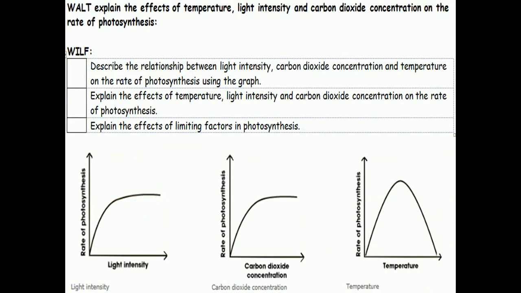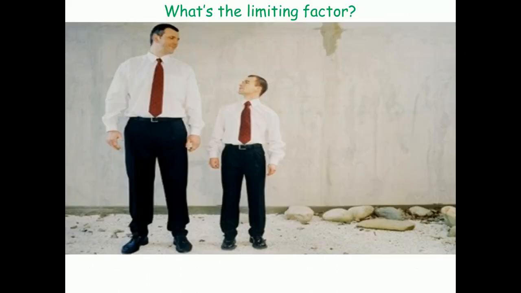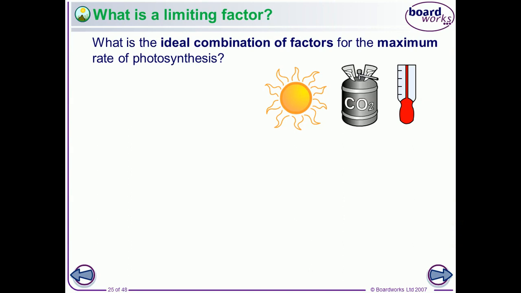In your exam, you've got to be able to describe the relationship between those three factors and the rate of photosynthesis. You've got to also explain them, and then you also explain the effects of limiting factors in photosynthesis. So what's the limiting factor? First, we've got to think about what is the ideal combination of factors so that there is the maximum rate of photosynthesis.